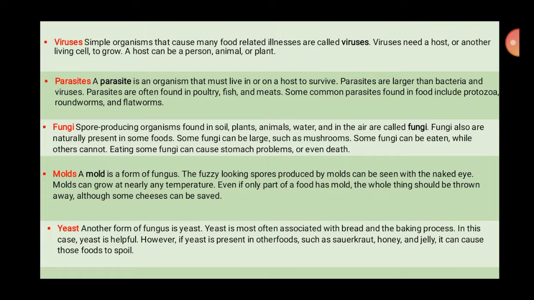And the last one is yeast. Another form of fungus is yeast. Yeast is most often associated with bread and the baking process. You usually see yeast when making cakes and bread. In this case, yeast is helpful. However, if yeast is present in other foods such as sauerkraut, honey, and jelly, it can cause these foods to spoil.